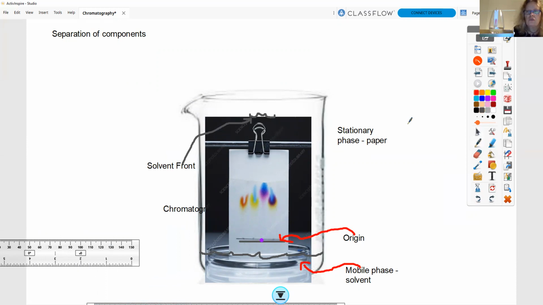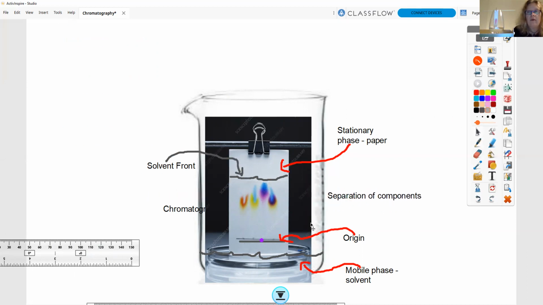The stationary phase is the paper, so we'll just draw that back in here. And the solvent front is the water level, which on this piece of paper is just here. And that's the solvent front. There, chromatogram, and the separation of the components. So the components separate because they move up the paper at different rates. And that's the thing that we're going to be looking at next.